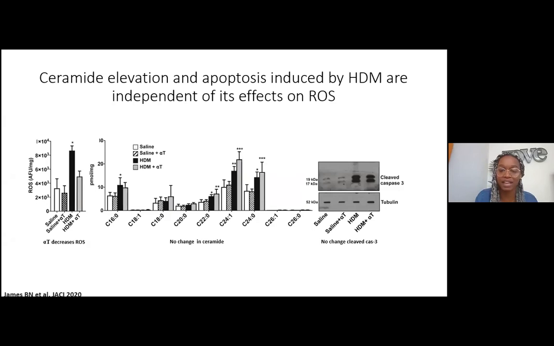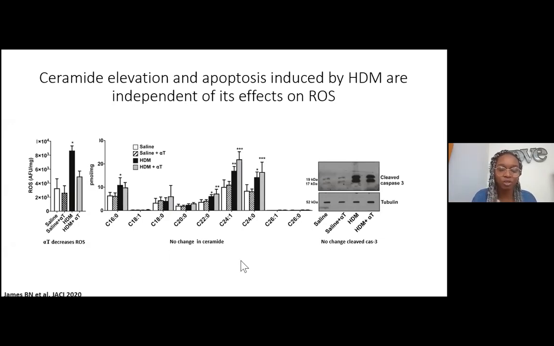And so first, once again, we needed to measure levels of ROS in the lung lysates of these different groups of mice. In the first bar graph here, we can see that the HDM mice that were put on the alpha tocopherol isoform diet had significantly less ROS in comparison to just the house dust mite group, which is great. So we moved forward and once again measured the ceramide levels and apoptosis in the lung lysates.